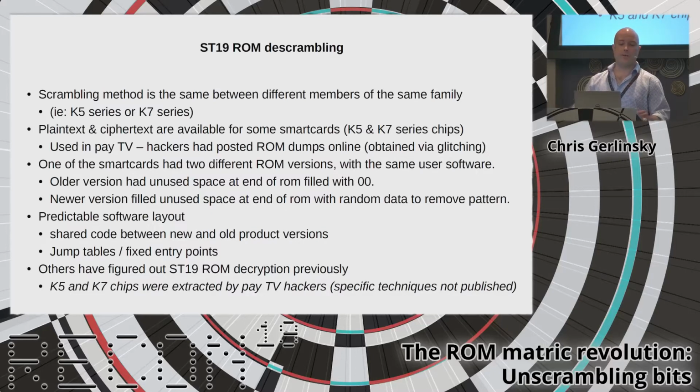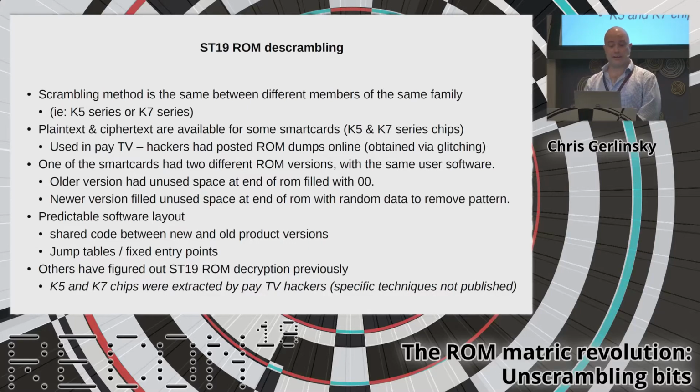And in general, software has a pretty predictable layout in a lot of these chips. If it's a product that's getting released every so often, for example, the pay TV smart cards, every few years they do a refresh, but a lot of the time there's code that's shared between the different versions. So if you're familiar with the old version, you might have a pretty good idea of what to look for in the new version. Also things like jump tables and fixed entry points, those give you known data locations to look at to start descrambling stuff.